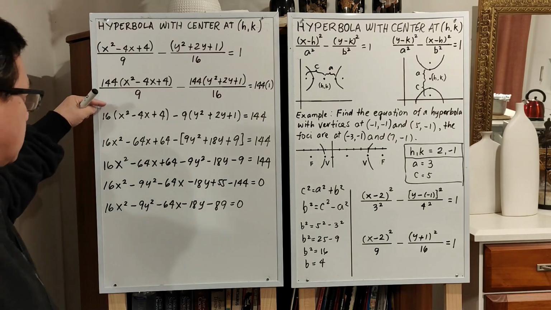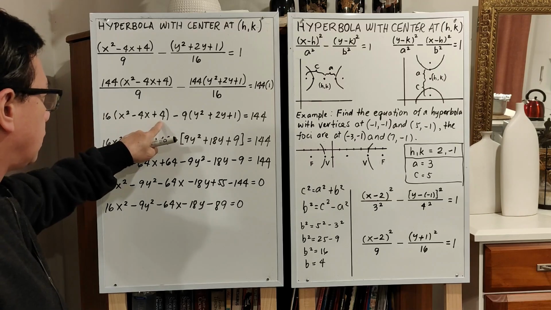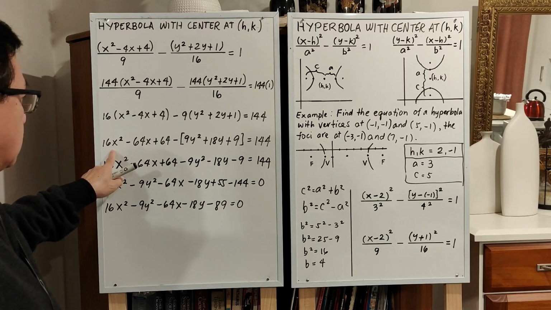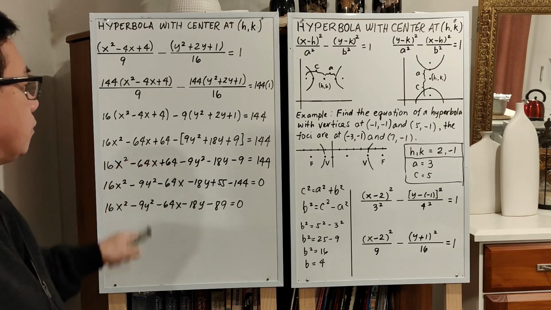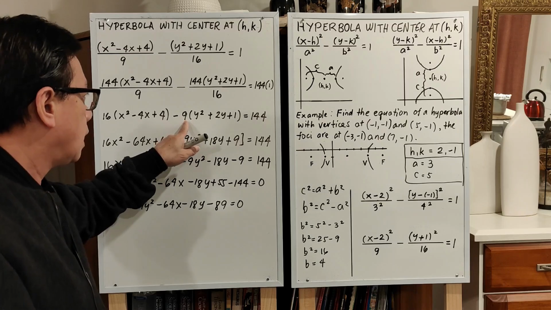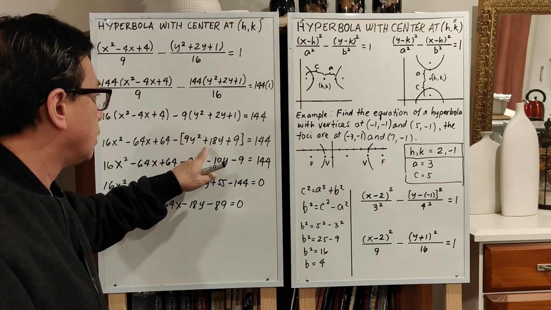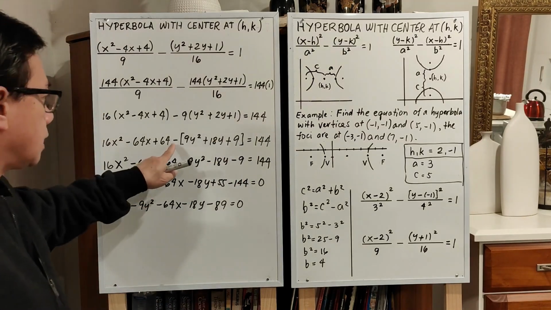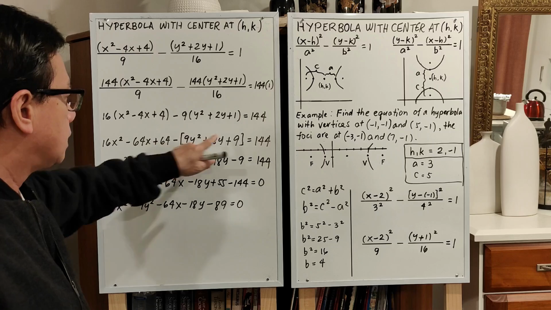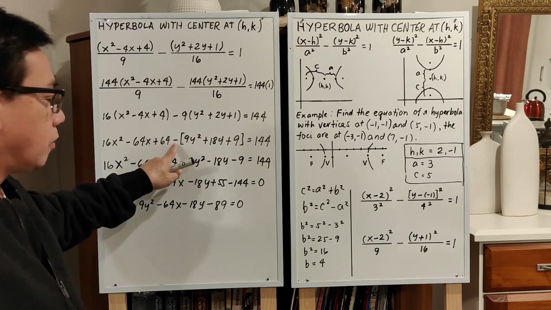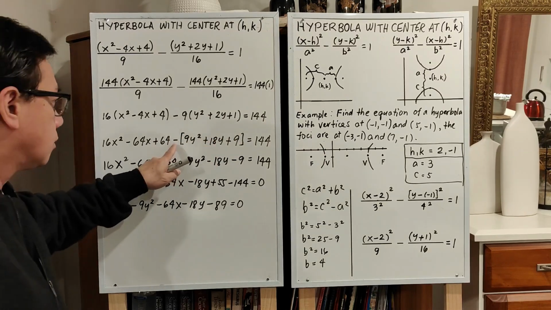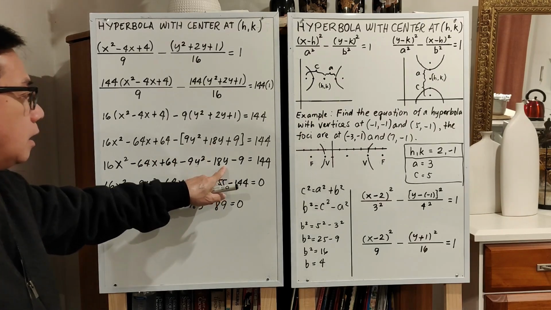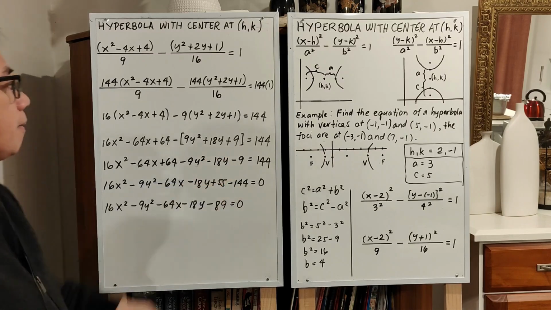Now we can distribute 16 to this trinomial and then distribute 9 to this trinomial. So we have 16x squared minus 64x plus 64. Distributing 9 to all of this, we get 9y squared plus 18y plus 9. Take note, there's a negative sign here, but this is in parentheses, this is a group. So we also need to distribute the negative sign. So this one becomes negative 9y squared, this one becomes negative 18y, and this one becomes negative 9.